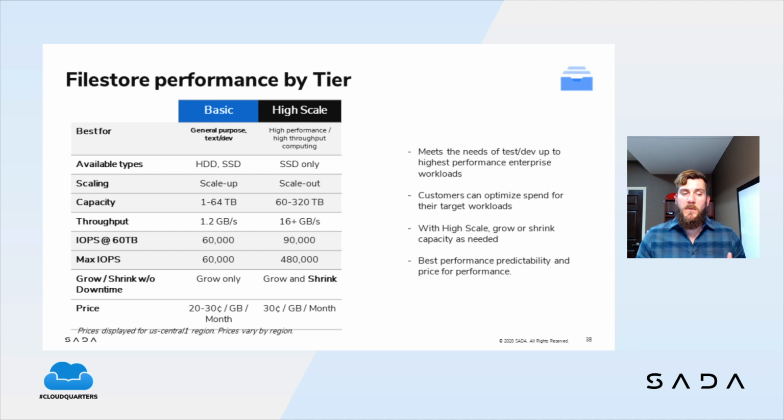Again, there are some performance statistics on here around IOPS, right? The basic tier at 60 terabytes, you're going to see 60,000 IOPS. High scale, you're going to see 90,000. And then, as you scale out high scale, we get up towards 500,000 IOPS. Again, you've got the ability to grow and shrink with high scale, but with basic, it's just growth. And you can see the price there. That varies per region, but that gives you an idea of the costing.